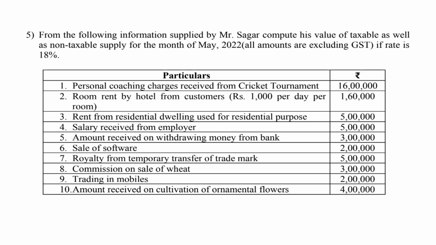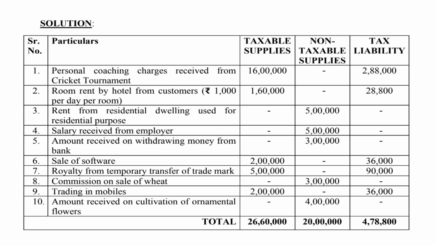You have to copy these particulars and amounts as they are in your solution, and then you have to see whether each is taxable or non-taxable. So in the solution, you will add three more columns: taxable supply, non-taxable supply, and tax liability. In tax liability, you will work out the tax liability on it.